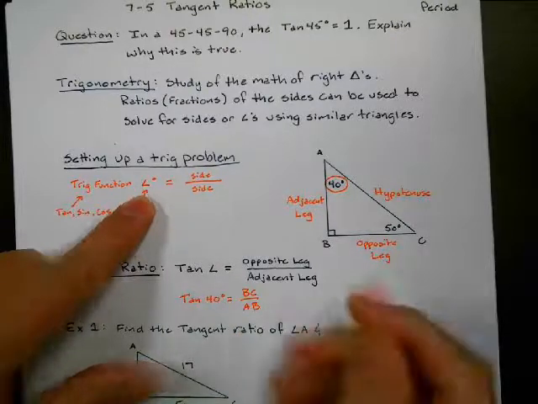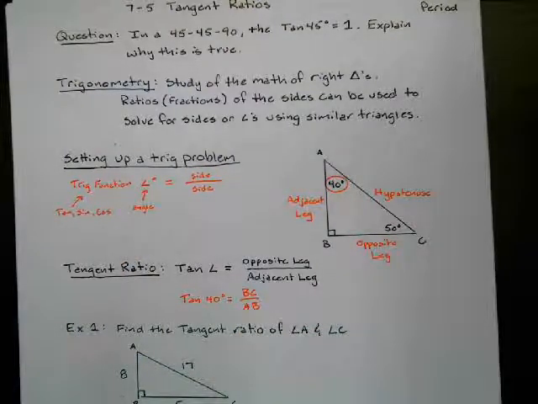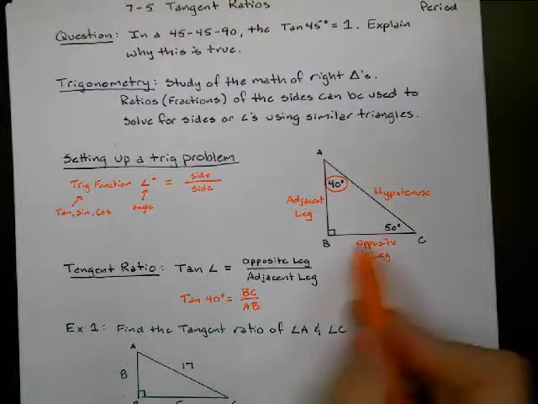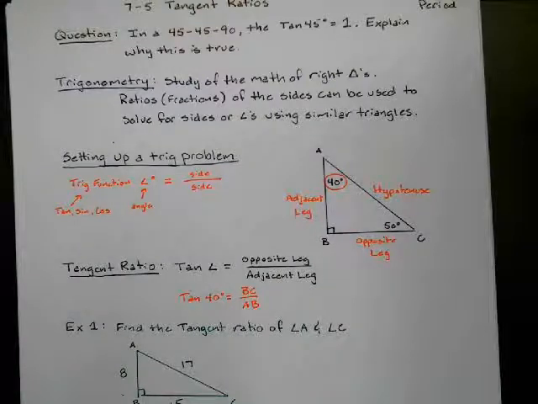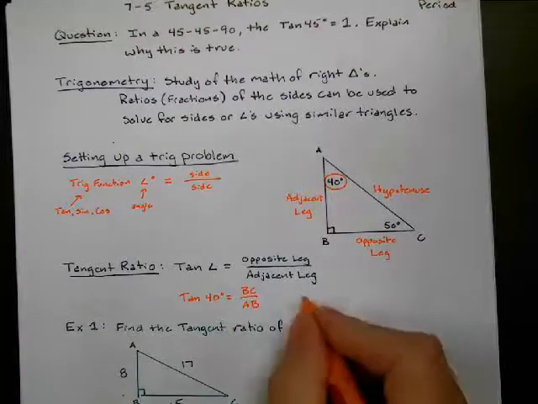Now, we're not dealing with numbers here. We're just showing you how to set up the problems. Okay, this is all set up. We're not actually solving anything. So that's what the tangent of 40 would be. It would be this leg over this leg. That's what it would be equal to. All right, what about the tangent of 50?